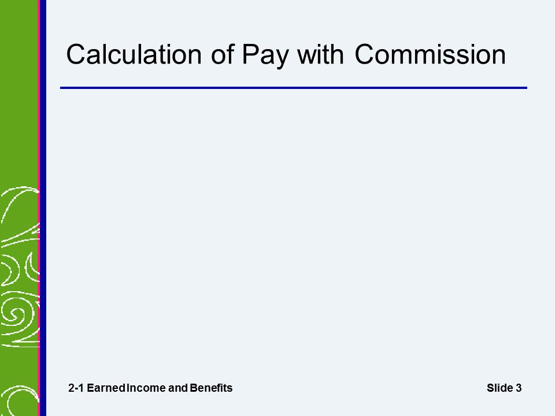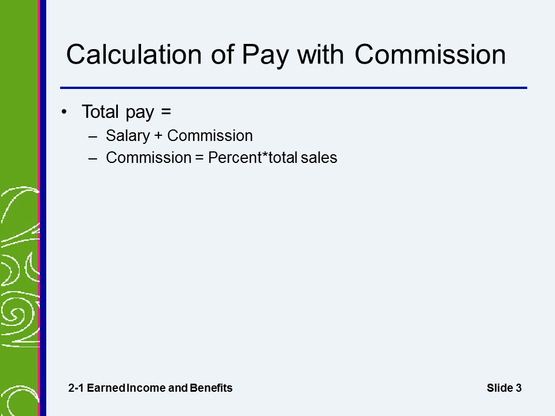Sometimes you will get commission for different jobs, such as selling cell phones at a cell phone company. Anywhere that you have sales, cars, those kinds of things will have commission. Total pay is your salary plus your commission. Commission equals the percent times the total sales.